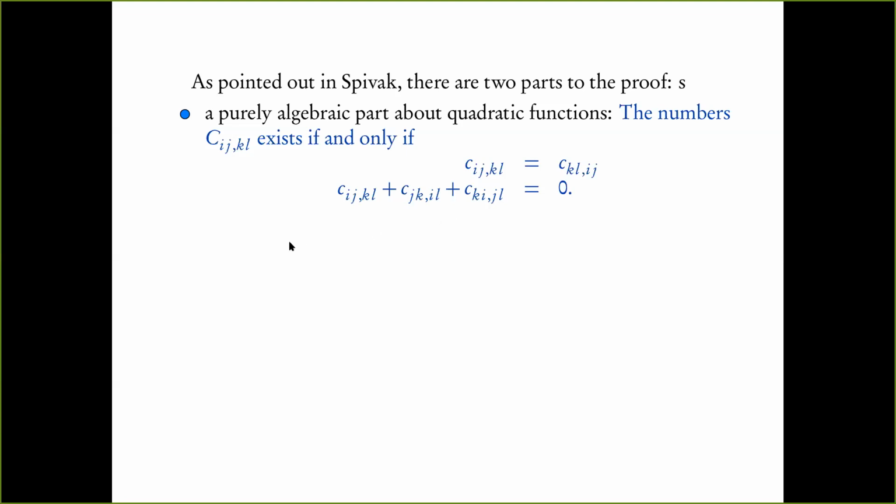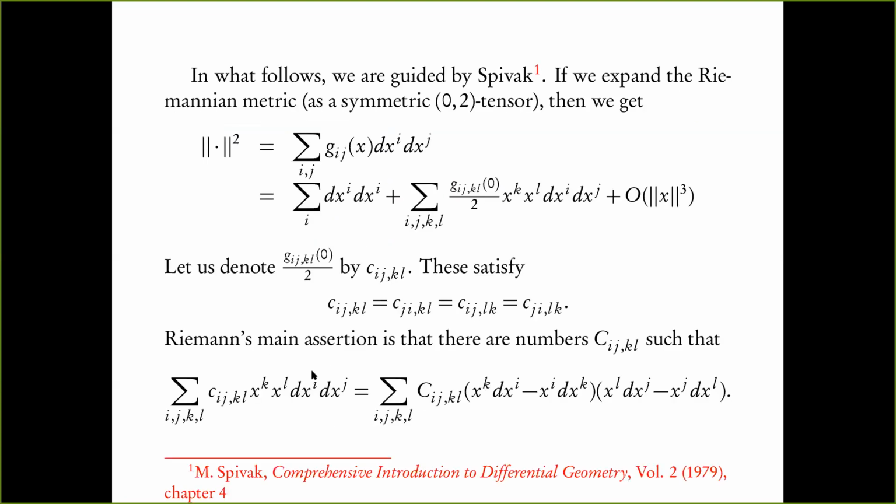It was necessary. So anyway, the algebraic claim is that these capital Cijkl exist if and only if these two properties hold true. Moreover, in this case, the capital Cijkl is nothing but 1/3 of the little Cijkl. That's an algebraic proposition, if you wish. It has nothing to do with how the Cijkl arise. It could be just anything. It has nothing to do with the Riemannian metric whatsoever. It just answers this last algebraic question.